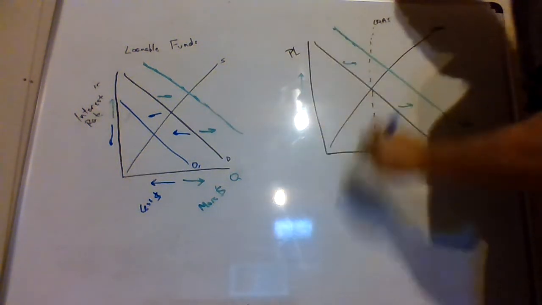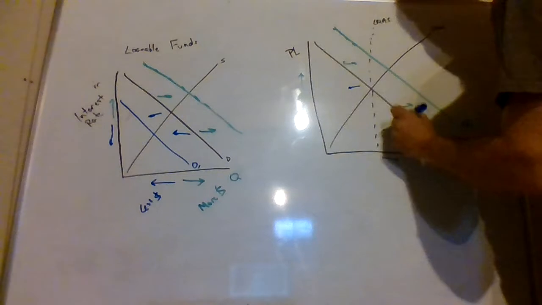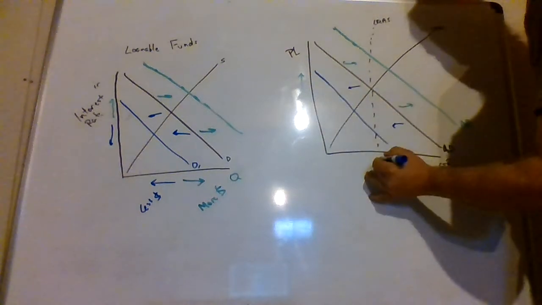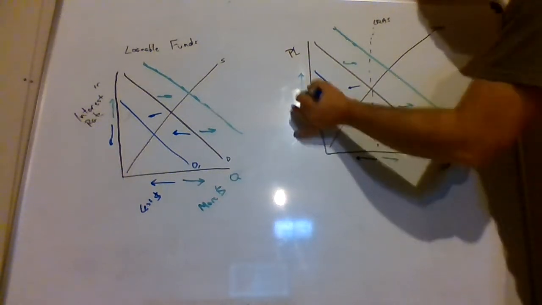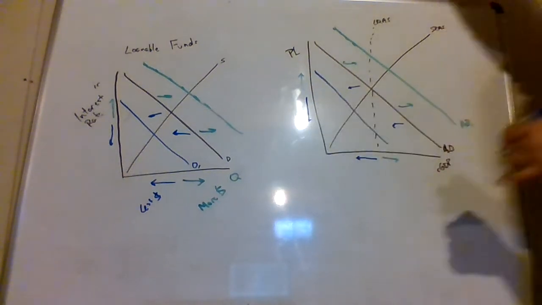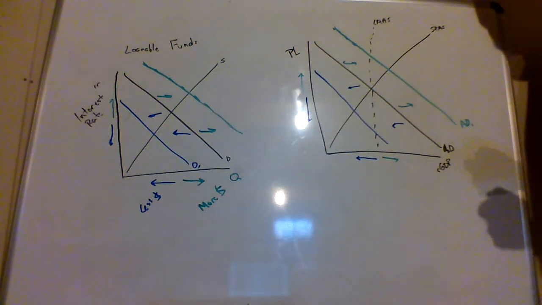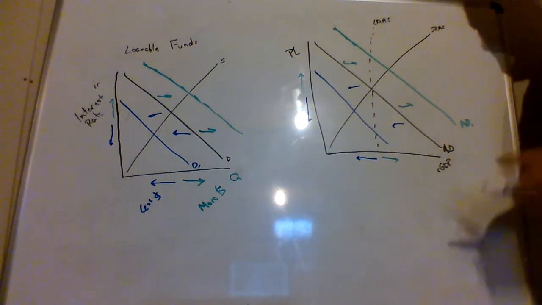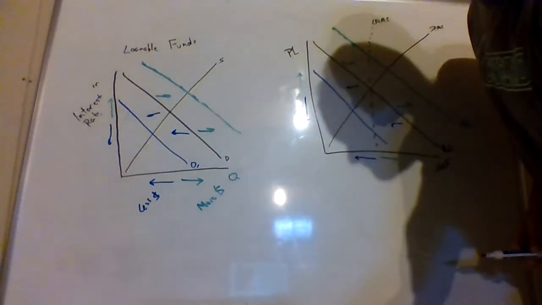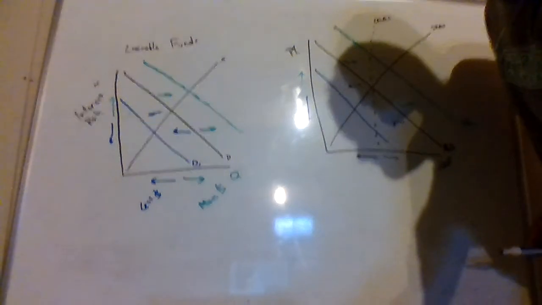When interest rates go down, I'm not borrowing money. I'm not buying stuff. I have a decrease in aggregate demand. My GDP is going to decrease. My price level is going to go down, and that is going to be the end result. All right, stay tuned here. We're going to talk about the supply of money next.